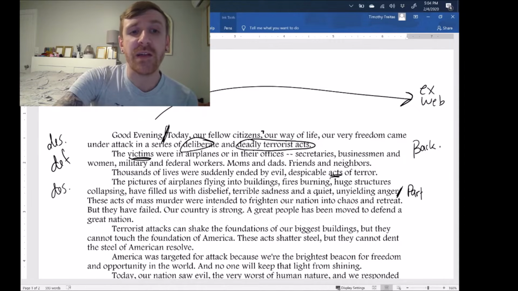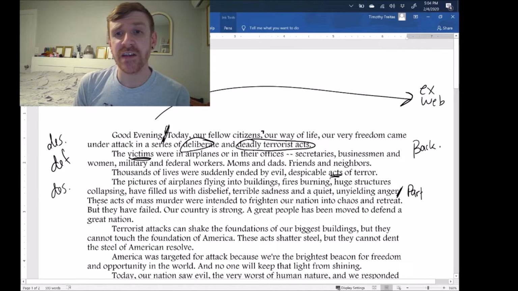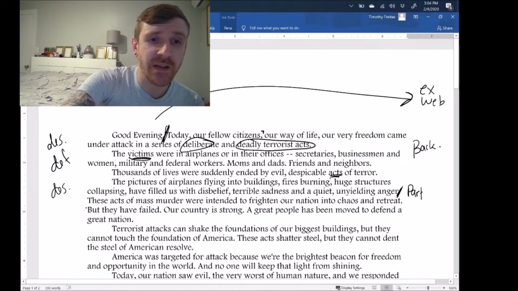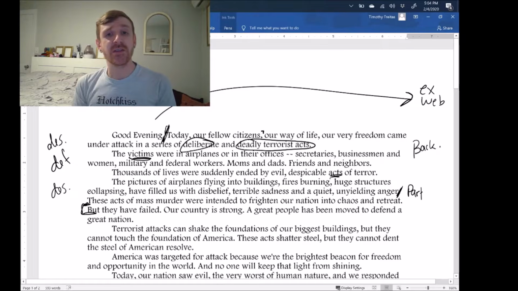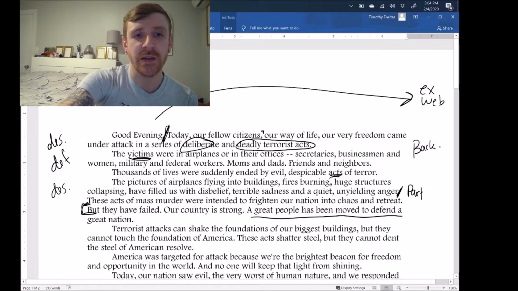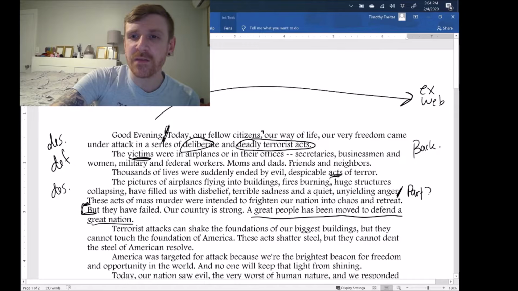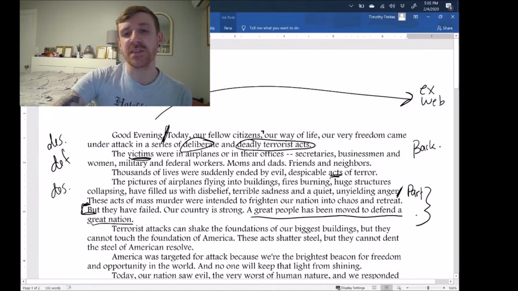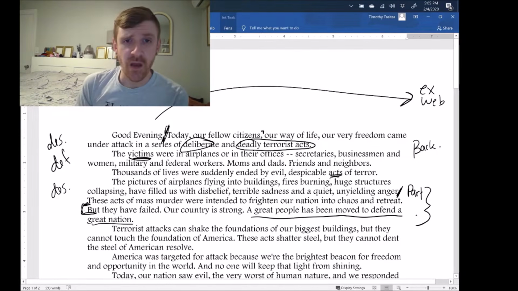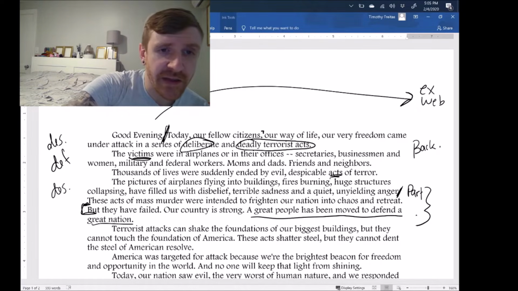So, nonetheless, he goes on to say these acts of mass murder were intended to frighten our nation into chaos and retreat, but they have failed. So this right here is our key part. But they have failed. It says our country is strong and a great people has been moved to defend a great nation. And now we start talking about defending a great nation. So this whole part here is going to make up his partition that he will then support throughout the rest of the speech.